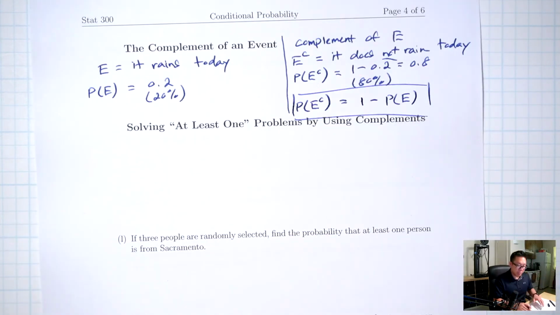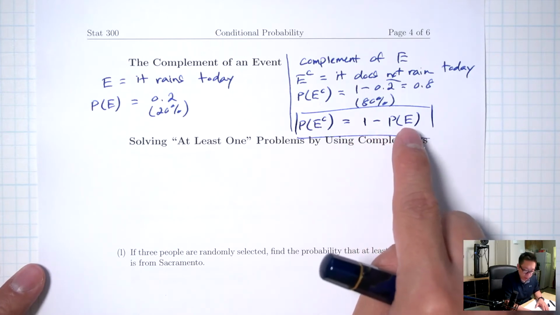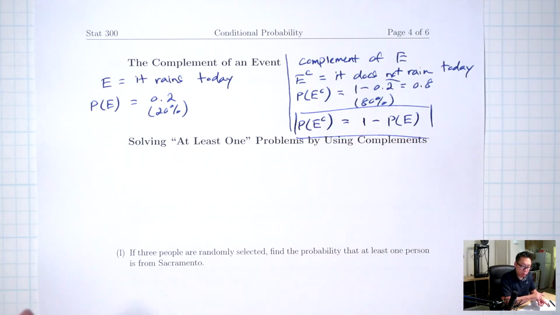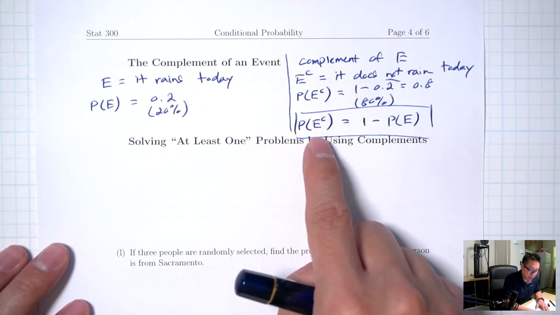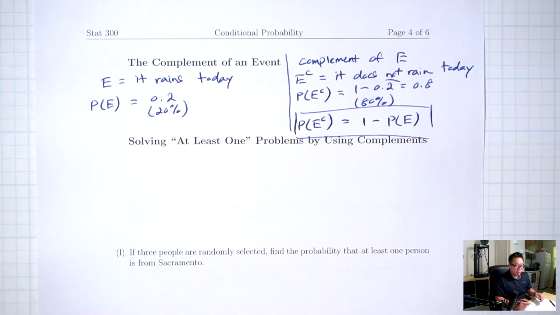Okay, so we'll need that idea. The probability of the complement is 1 minus the probability of regular E. And it also works the other way around. The probability of regular E is 1 minus the probability of the complement. All right, at least 1 problems.